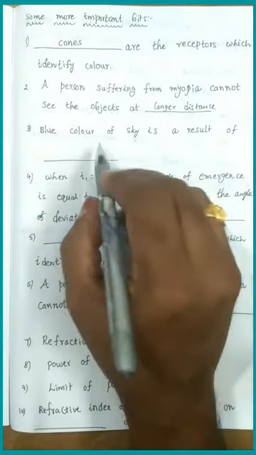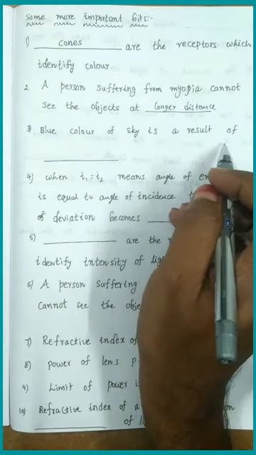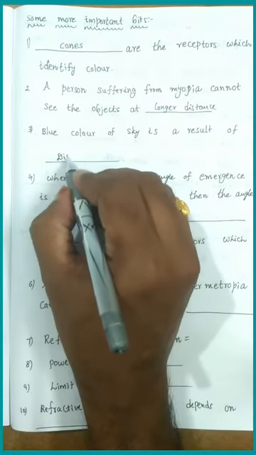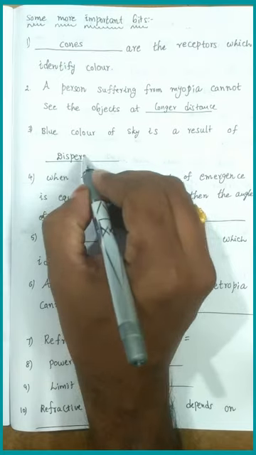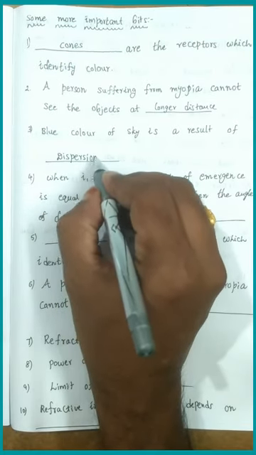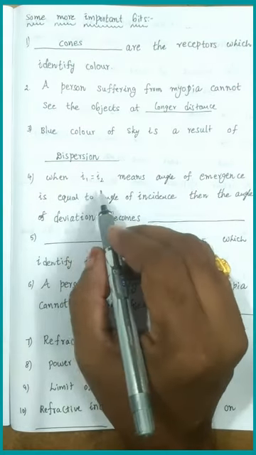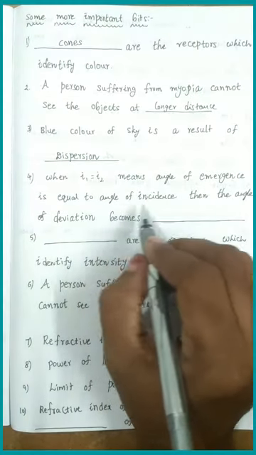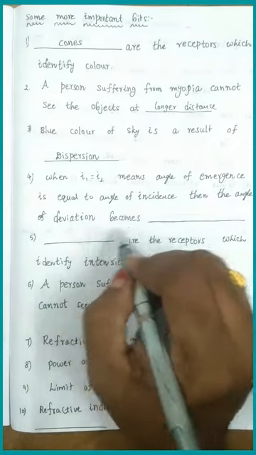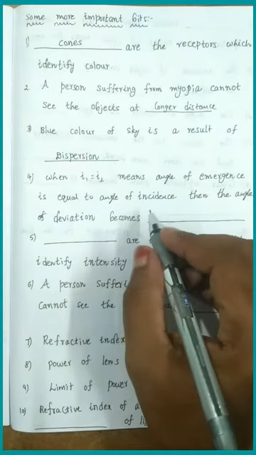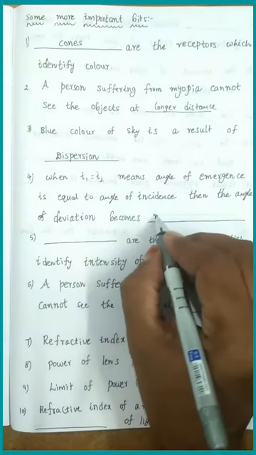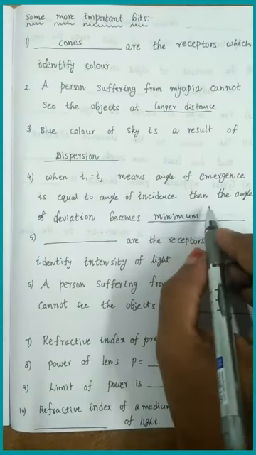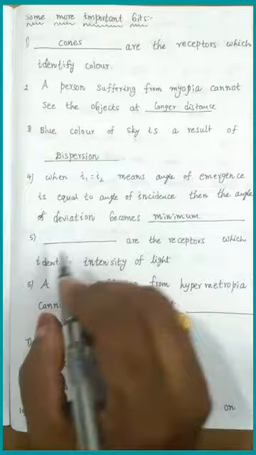The blue color of the sky is a result of dispersion. When i1 equals i2, that means the angle of emergence equals the angle of incidence, then the angle of deviation becomes minimum. That one we also call the angle of minimum deviation.